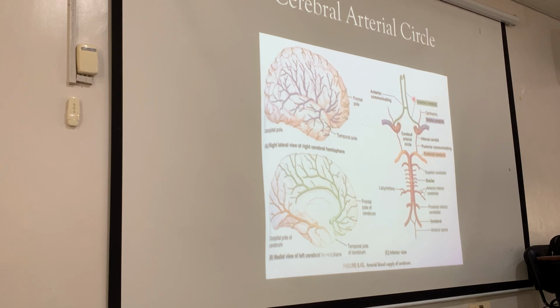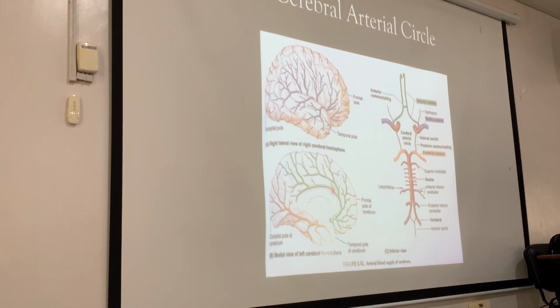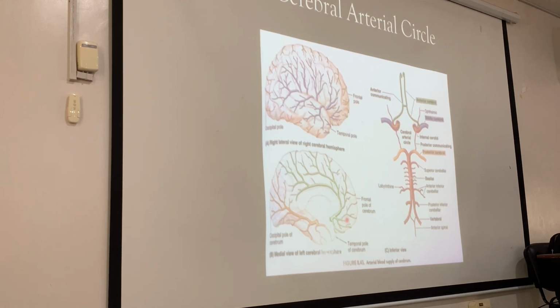The anterior cerebral arteries are colored green, and they supply the medial surface of the hemispheres. So here, the medial frontal lobe, they supply the medial parietal lobe. That's the blood supply of the anterior cerebral arteries. The posterior cerebral arteries are colored orange, and they supply the medial occipital lobe.